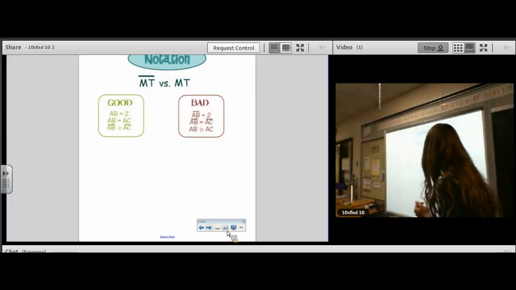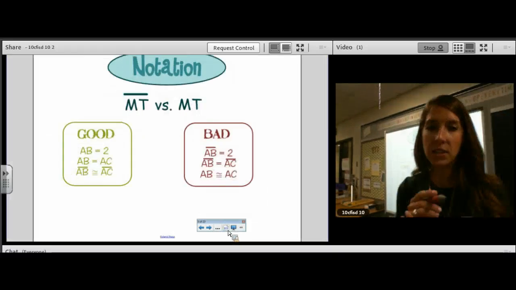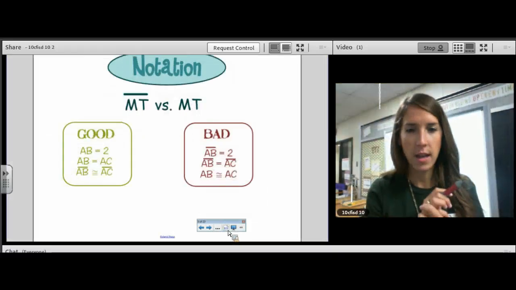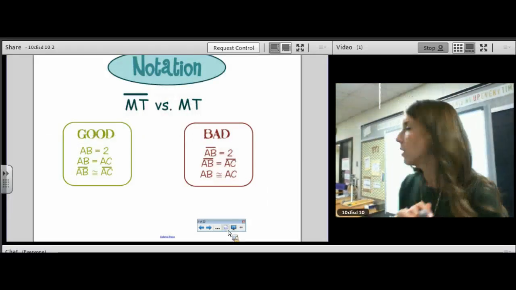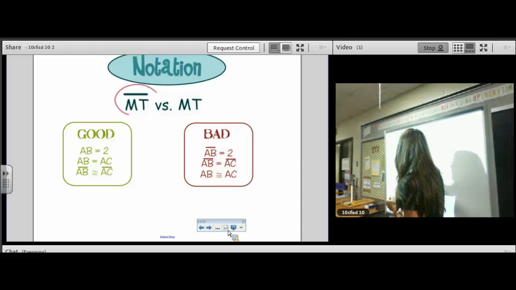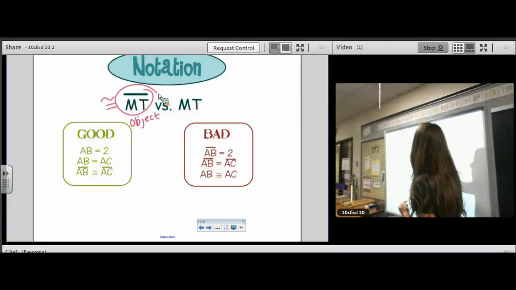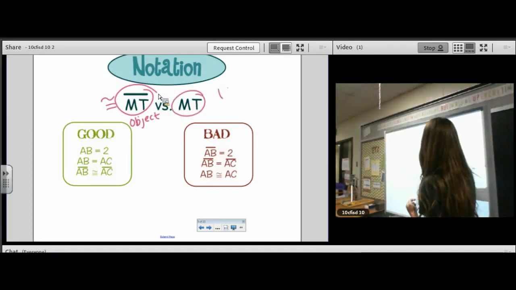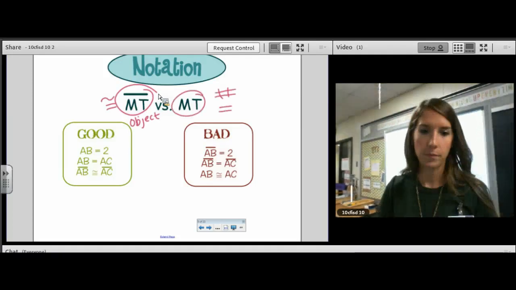We did go over this yesterday, correct? Yes, notation? This is an object, so we use congruent with it. This is a number, so we use equals with it.